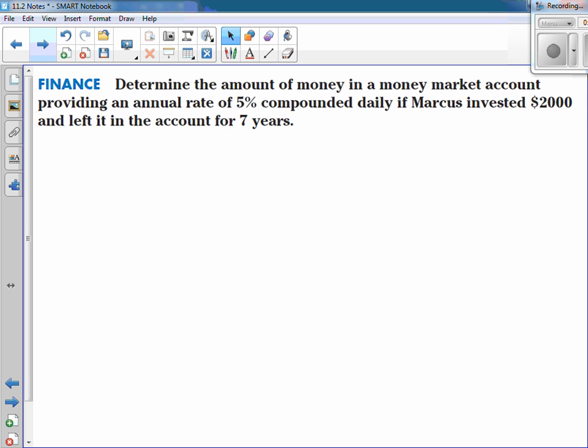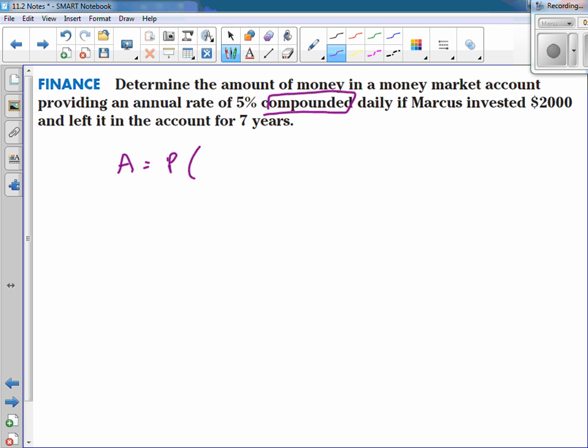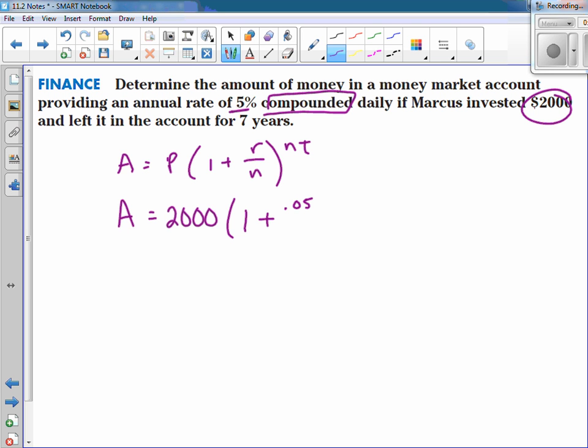The other question is a finance question. Determine the amount of money in a money market account providing an annual rate of 5% compounded daily if Marcus invested $2,000 and left it in the account for 7 years. Well, it says the word compounded, so we're using the compound interest equation. So we're looking for that final amount in the account. We invested $2,000, Marcus did. My annual rate of interest is 5%. Make sure that's 0.05, not 0.5. And it says it's compounded daily.